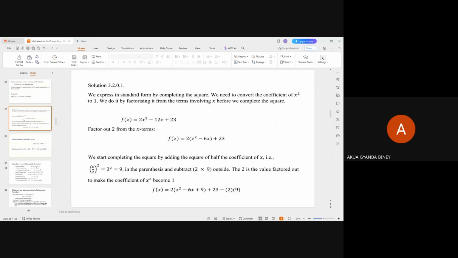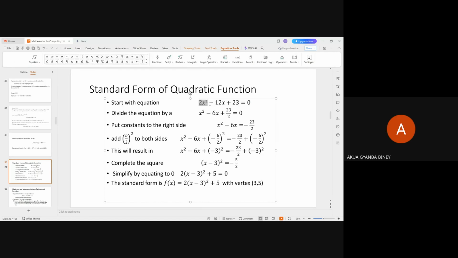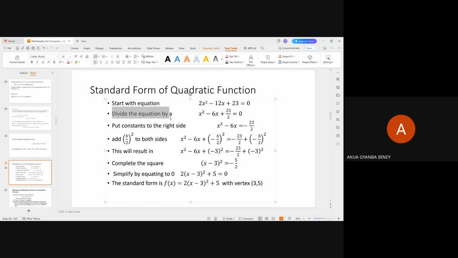So please, if the method that was in the book is too difficult for you, I still took it and went by a simpler one, my method. So what did I do? This is the function that was given. The first thing I will say is divide the equation by a. So I have x squared minus 6x, 23 over 2, equals 0. Put the constant to the right. So this 23 over 2 goes to the right, and that is what we have.